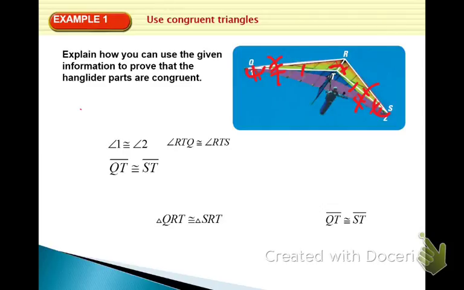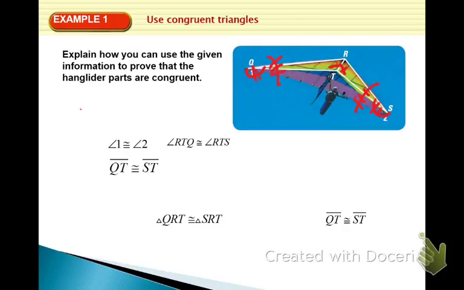So because of that, we can show, looks like we had to prove that QT is congruent to ST. It doesn't state that clearly, but we have to prove QT is congruent to ST. So let's change this a little bit. I'm going to take those marks out.